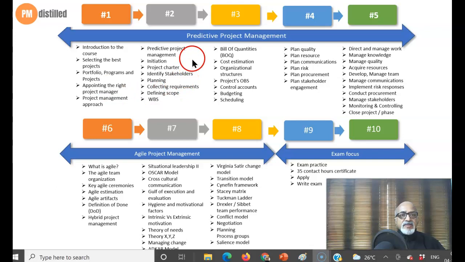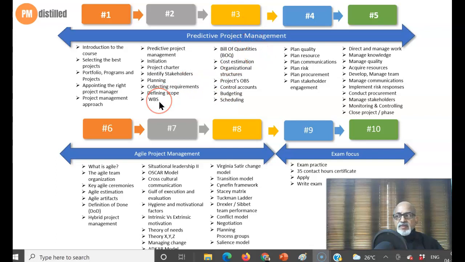Then in iteration 2, we focus on predictive project management, starting with initiation, project charter, identifying the stakeholders. Then we get into planning. There we do collecting requirements, defining scope, decomposing the scope into a work breakdown structure. Then we move on to iteration 3.